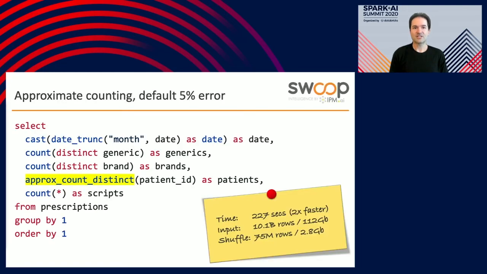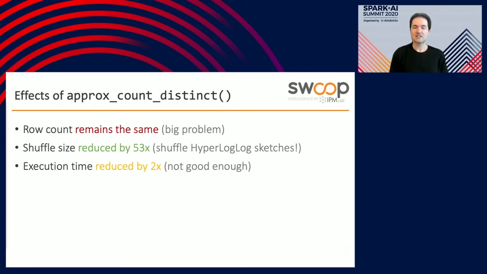Let's replace the count distinct with an approx count distinct and compute an approximate count of unique patients seeing the doctors. That computation is done at the default 5% error, and we see that we're now running much better. We're running 2 times faster, and the shuffle size has gone way, way down. So let's analyze the situation. The bad news is we still have to process every single row of input data. The good news is that we have more than 50-fold reduction in the shuffle size.